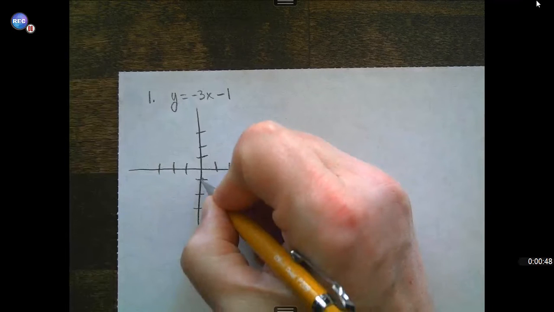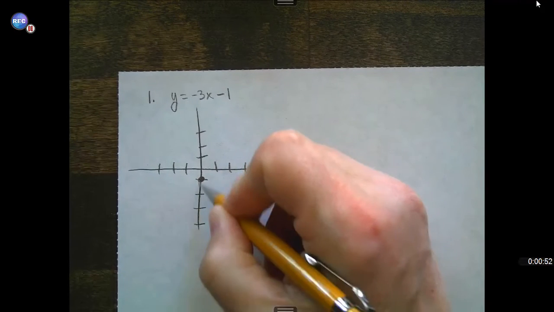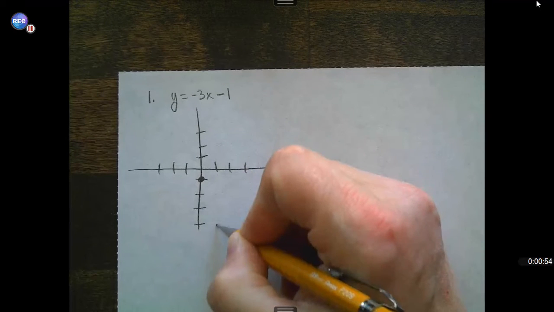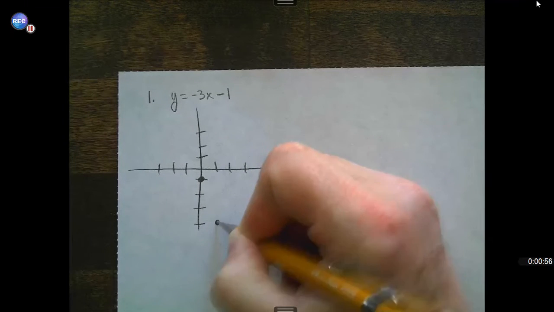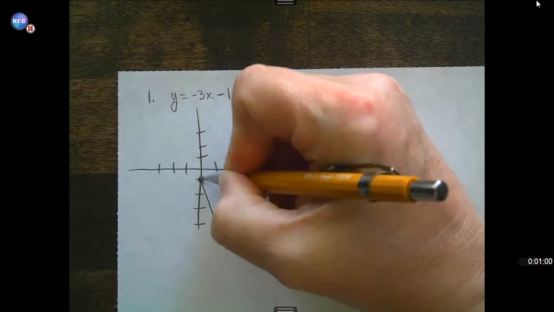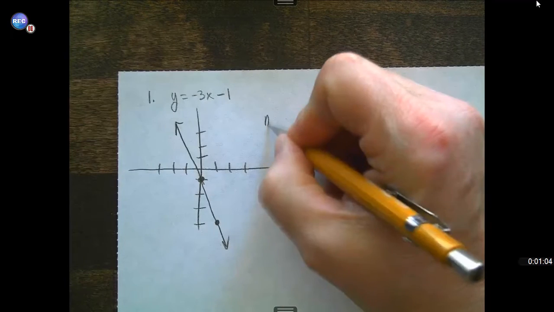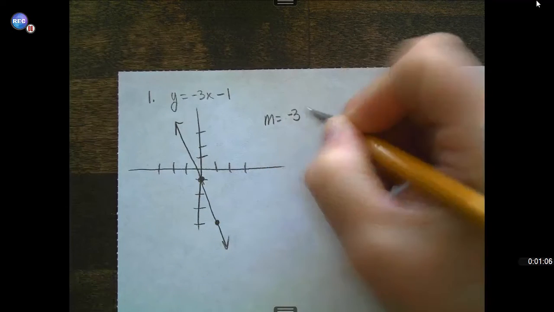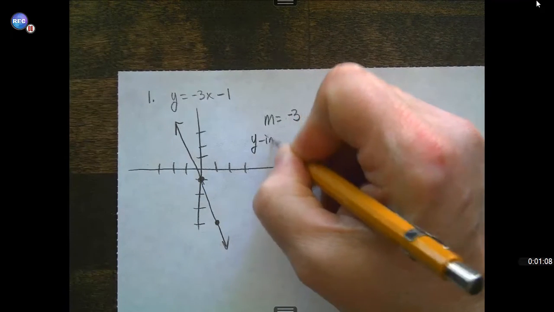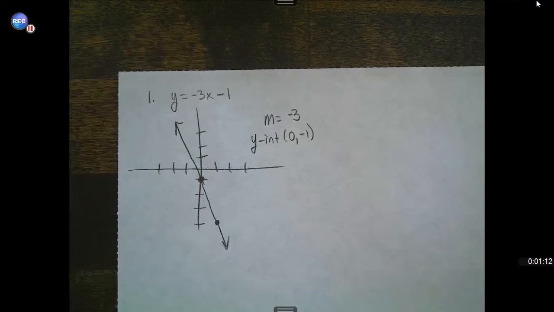Negative 1, and then I'm going to rise negative 3, and then I'm going to run positive 1. Put me right there. And draw in this line. And the slope of this line is negative 3, and the y-intercept is 0, negative 1. Okay.